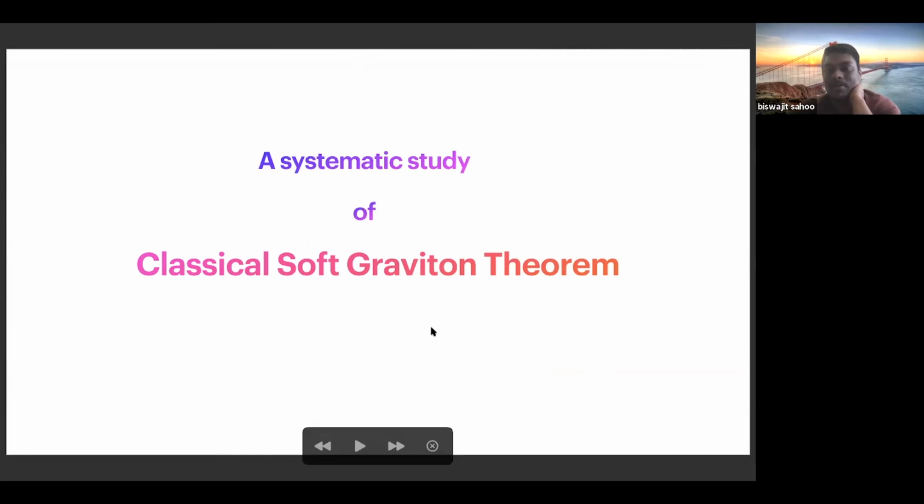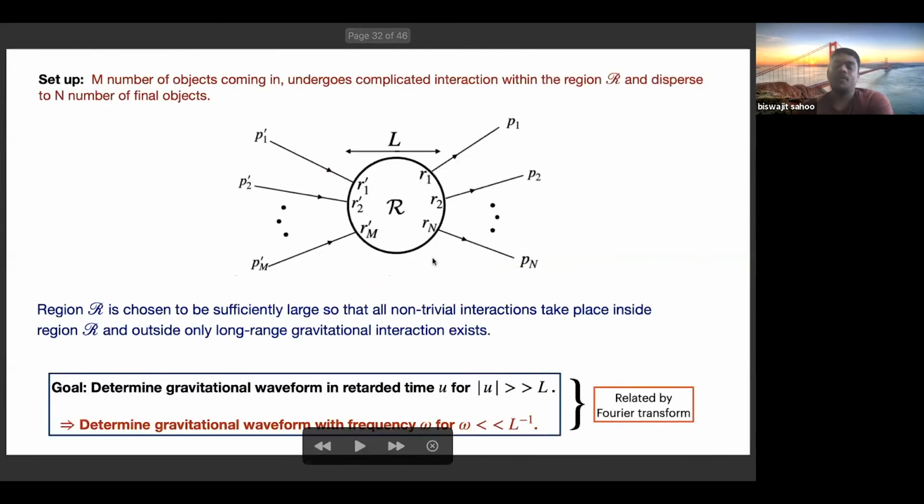So now we can try to give a systematic derivation. Up to now we have just taken the classical limit of the soft theorem and tried to tell what the waveform looks like, but we can independently, without going through the S matrix, just from the classical scattering problem, derive the low frequency gravitational waveform, and check whether our predictions from the soft limit of the S matrix are still true or not. For that, we consider a scattering process where m particles with momenta p1 prime to pm prime are coming in, go through some complicated interactions, and then n particles are going out.